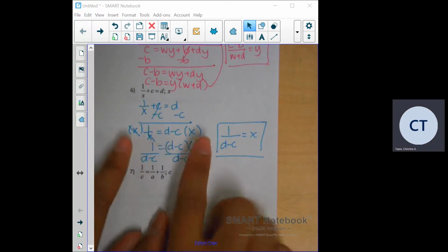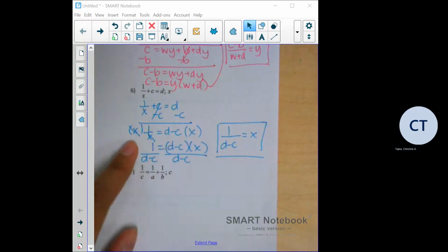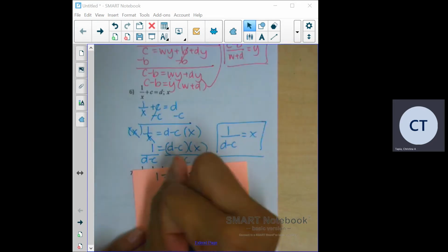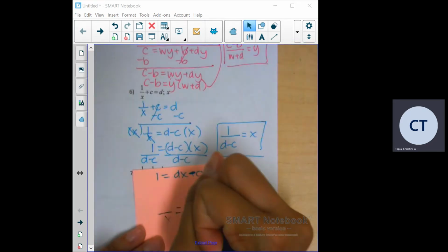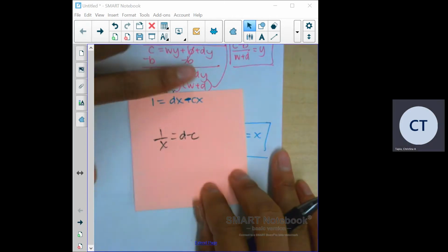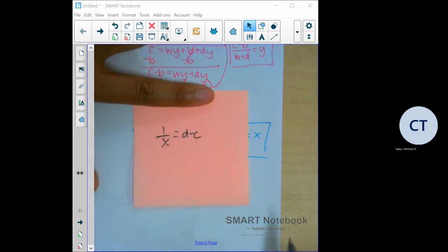If I didn't want to multiply both sides by x, what could I have done instead? I'm going to rewrite the problem so that way you can see it. If I had 1 over x equals d minus c, ignore that stuff in blue. What could I have done to solve this? Spencer?